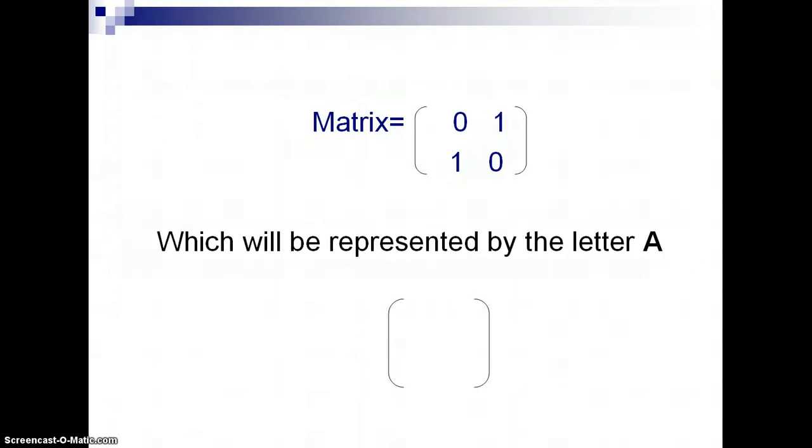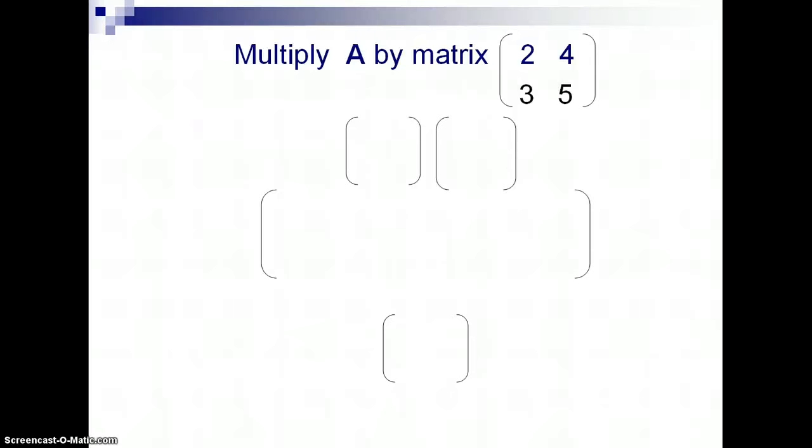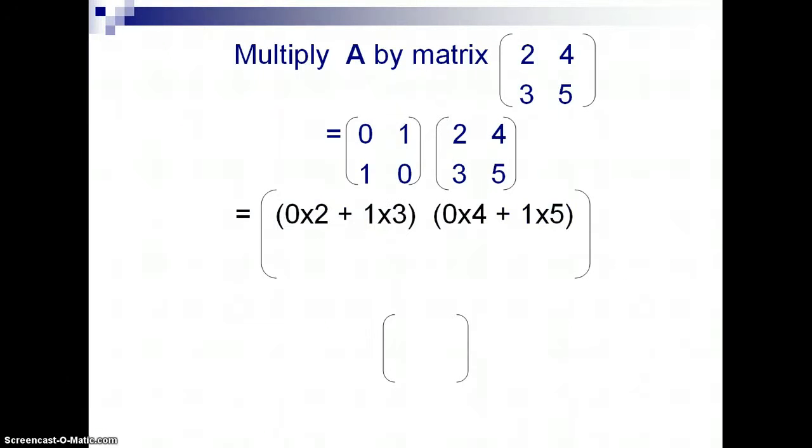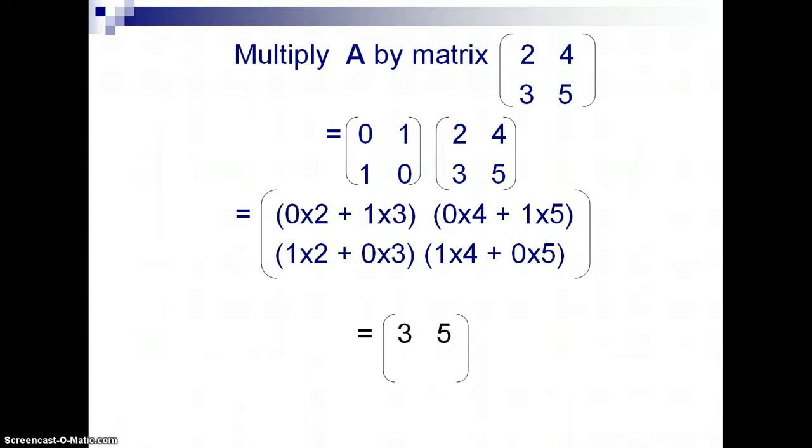In this video, I will be explaining the function of the transformation matrix A equals [0, 1; 1, 0], which will be represented by the capital letter A. To show you how this transformation matrix works, we will be pre-multiplying it by another matrix with the value [2, 4; 3, 5]. As you can see in this matrix multiplication, the product is a 2 by 2 matrix with the value [3, 5; 2, 4].